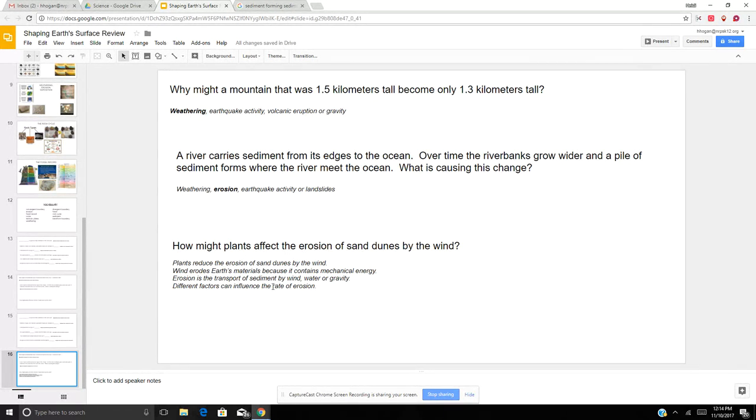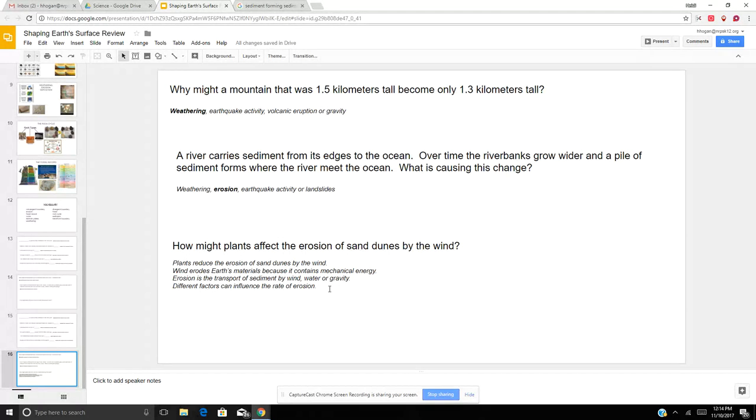And we know that different factors can influence the rate of erosion, meaning when we did our experiment with erosion, with the sand in the plastic trays, we found out that the height of the slope, either flat, slight, or steep, affected or changed how much of the sand was eroded or moved.